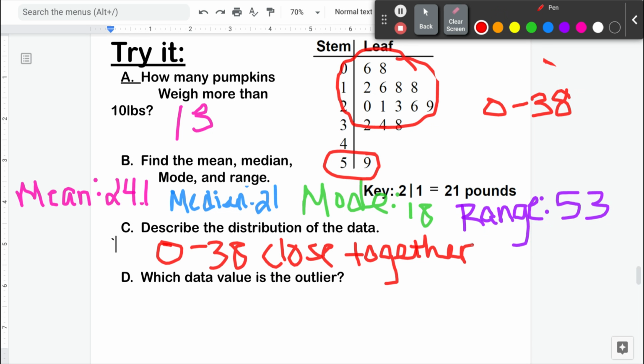This next one says, what's the outlier, if any? Is there an outlier? Well, yeah, we just said how this 59 is randomly just kind of out there on its own. So definitely that would be an outlier.